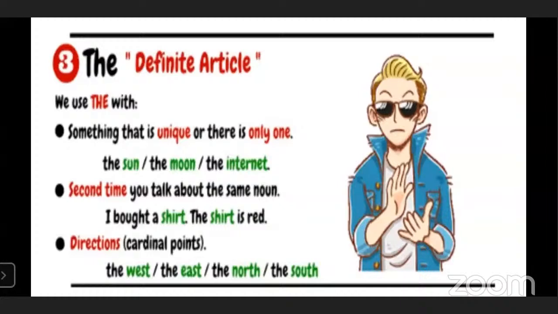Second, when you talk about the same noun a second time. I bought a shirt. The shirt is red. That means you bought a shirt. That could be any shirt which you bought. But what is specific about that shirt? That shirt has some color. That shirt is red. Red is a specific color of that shirt. So it is written the.